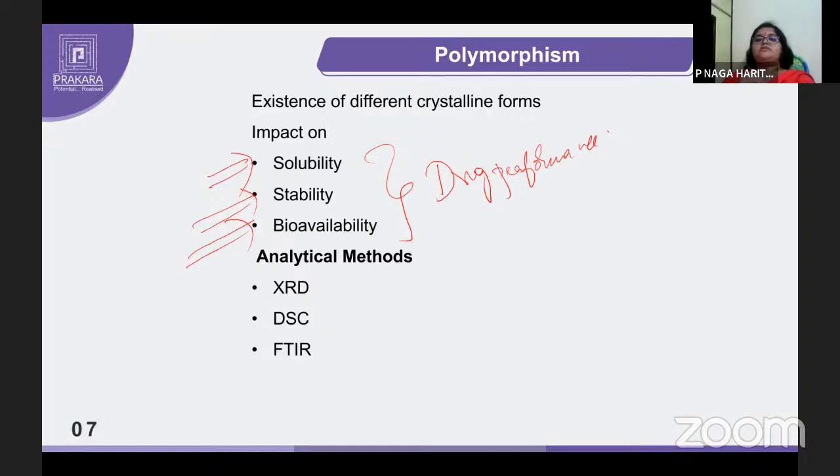And you can determine polymorphism by using X-ray diffraction, differential scanning calorimetry, and Fourier transform infrared spectroscopy. X-ray diffraction tells whether your compound is in an amorphous or a crystalline form. DSC detects the changes in heat flow associated with polymorphic changes. And FTIR identifies the specific functional groups and their interactions in a polymorphic form.